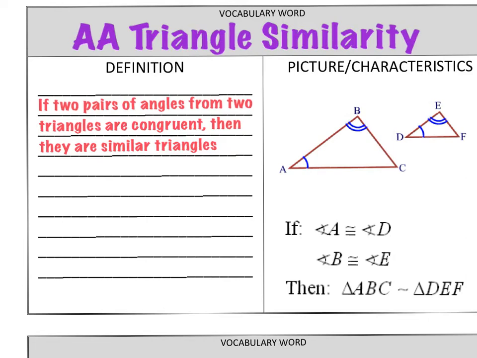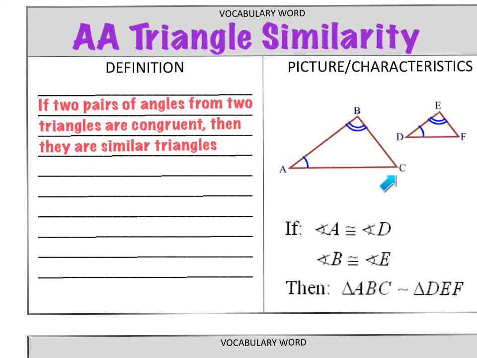So, take a look at your first vocab word. It's angle, angle, triangle similarity. So it's showing triangle similarity using angle, angle. So, if 2 pairs of angles from 2 triangles are congruent, then they are similar triangles.